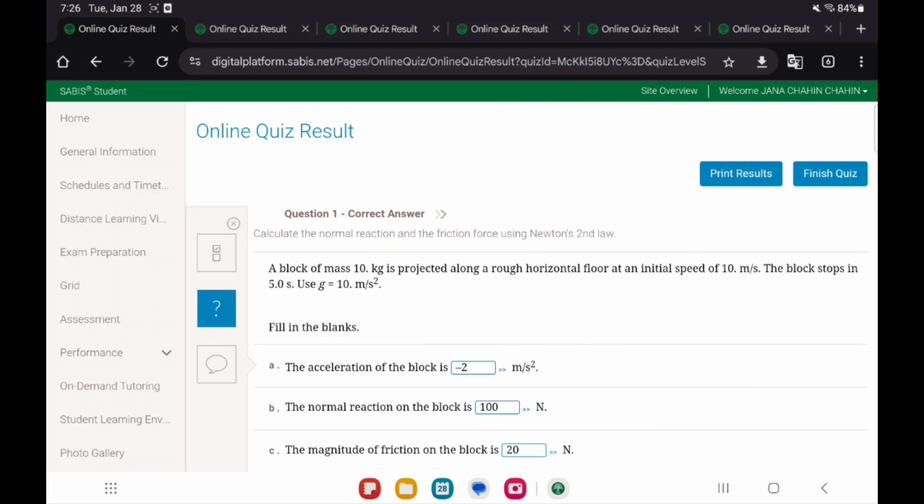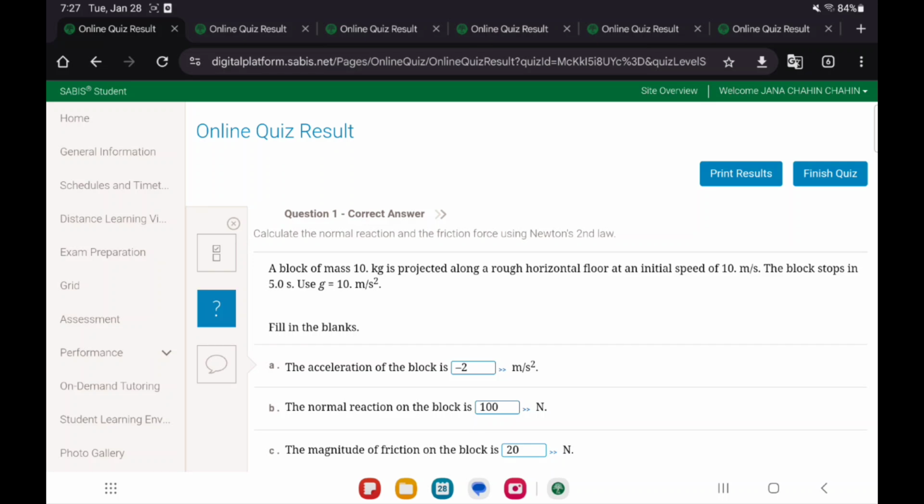Okay, that's the first part. Now, the second part, they're asking for the normal reaction. They're telling you that it's moving horizontally, so it's not going up nor going down. So the normal force cancels the weight. If we want to find what the normal force is, we can find the weight, because that's what we can find. We find the weight, and then the weight will be equal to the normal reaction.